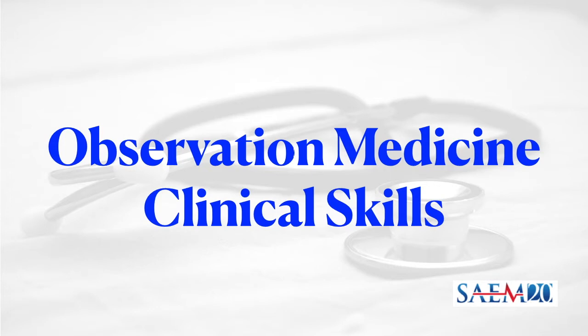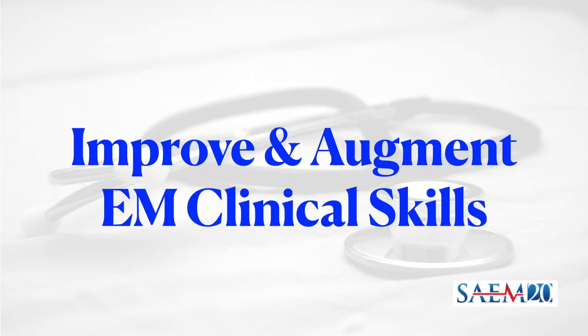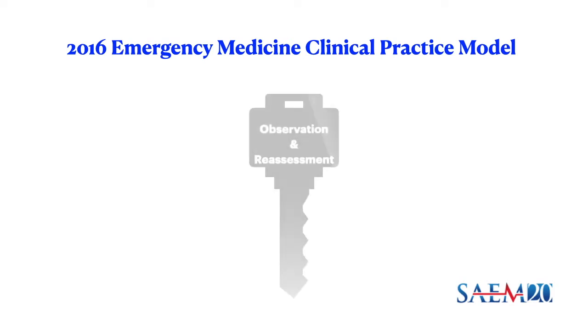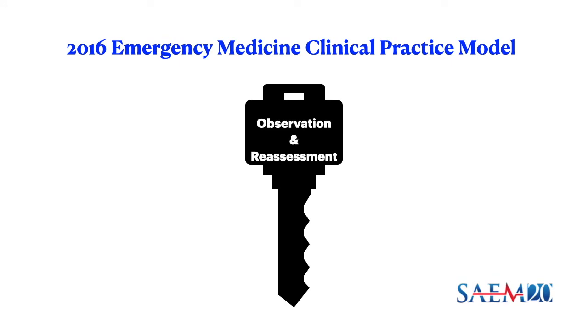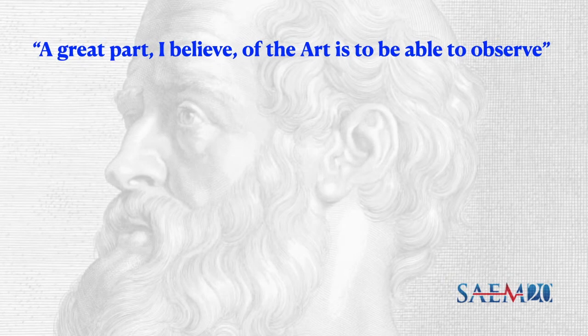Observation medicine encompasses the skill and knowledge needed to identify and actively manage observation-appropriate patients. There are specific clinical skills learned by studying the science of observation medicine and working in a type 1 observation unit, and it's important to note that these clinical skills will improve and augment your residents' emergency medicine clinical skills. In fact, the 2016 Emergency Medicine Clinical Practice Model includes observation and reassessment as one of the key emergency medicine physician tasks. As Hippocrates, the father of medicine, is noted to have said, a great part, I believe, of the art is to be able to observe.